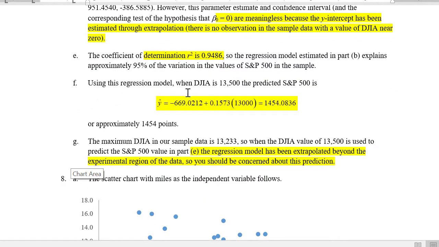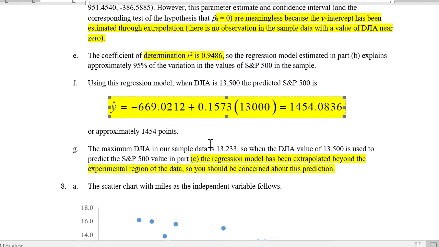For part F, we want to find out what is the predicted S&P value. It's 1,454 points if we put in 13,000 here, and I should say that the value here should be 13,500. So the value listed here is what I would be looking for, is what you got.